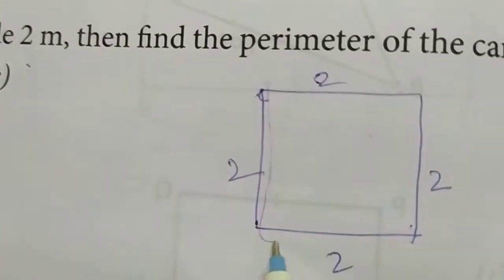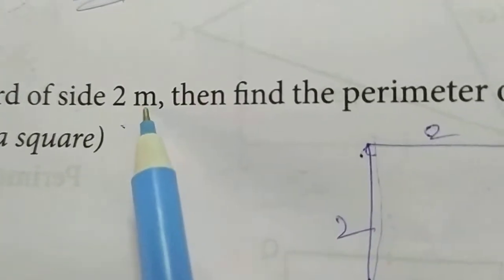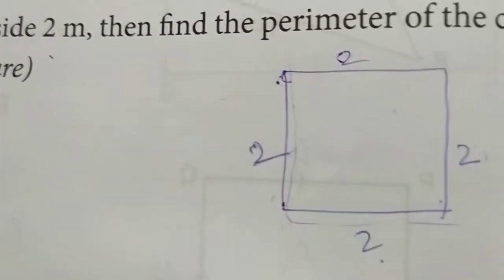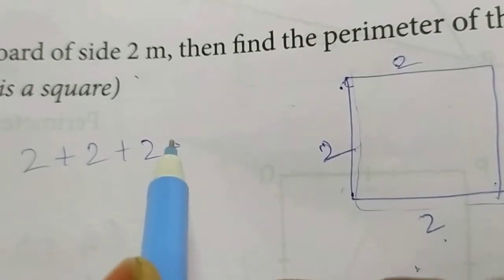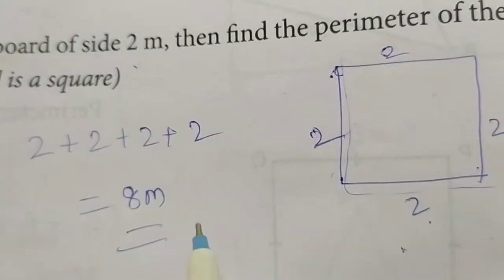Okay, carom board will be in square shape. So what will be the perimeter? What is the side given? 2 meters. Each side is 2 meter. What is the opposite side? 2 meters. What you will do? 4 sides means 2 plus 2 plus 2 plus 2, 4 times. So it will be 8 meters.